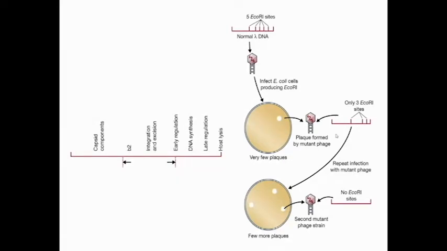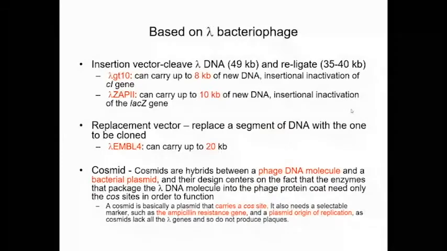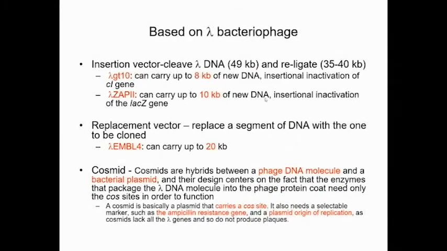Okay. In the meantime, when you religate this, you can also reduce the number of restriction sites. Okay, and then based on the Lambda bacteriophage, you can have an insertion vector or a replacement vector, right?